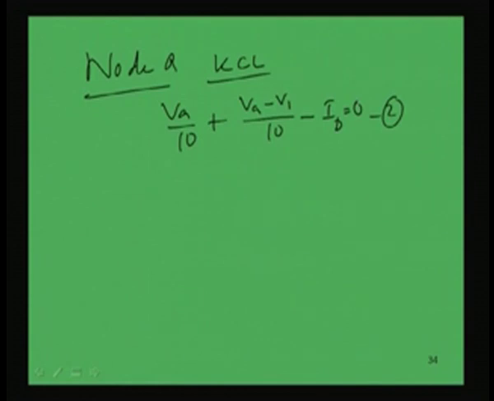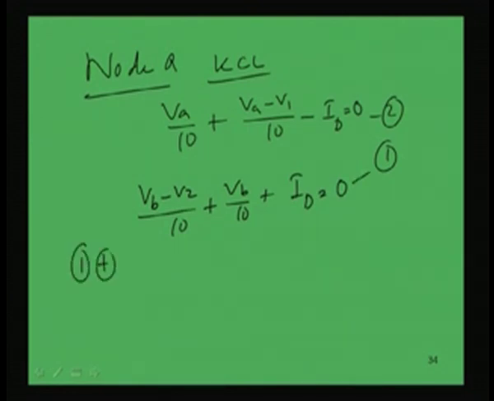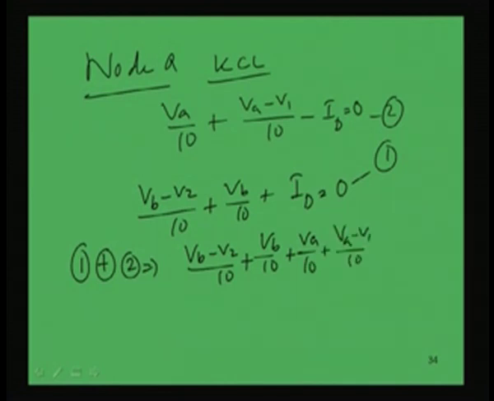Now we have to solve equations 1 and 2. I write equation 1 again: VB minus V2 by 10 plus VB by 10 plus ID equal to 0. I can sum them up and eliminate the term ID. So summing up 1 and 2, I get VB minus V2 by 10 plus VB by 10, plus VA by 10 plus VA minus V1 by 10 equal to 0, where the ID terms cancel.